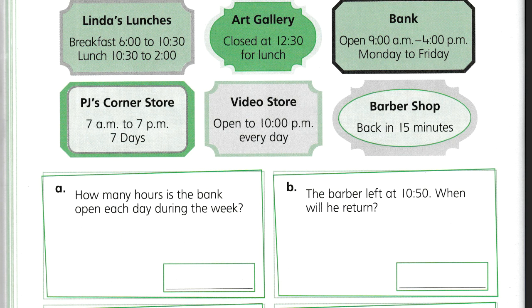Okay, so we'll look at the sign. It says it's open 9 AM till 4 PM Monday to Friday. We'll just count them through, shall we? So 9 AM to 10 AM is 1 hour. 11, 12, then 1, 2, 3, 4. And then you just count that up. 1, 2, 3, 4, 5, 6, 7. So that's 7 hours each day.